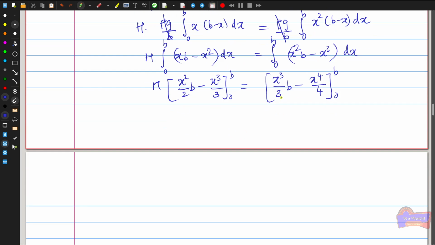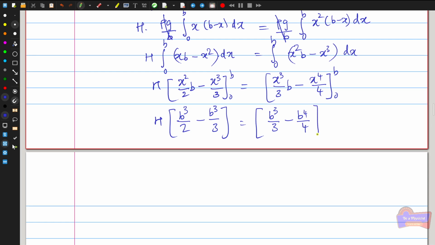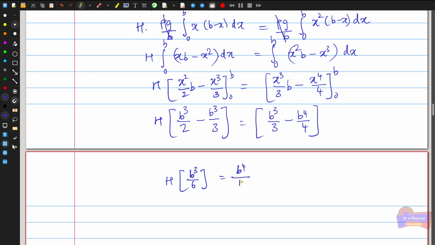So if I apply the limits, I get h times of b cubed divided by 3 minus b cubed divided by 2 and b cubed divided by 3. On the right hand side you'll get b cubed divided by 3 minus b to the power 4 divided by 4. Now if you take the LCM of both sides of this expression, the final value will be h times b cubed divided by 6, which is equal to b to the power 4 divided by 12.